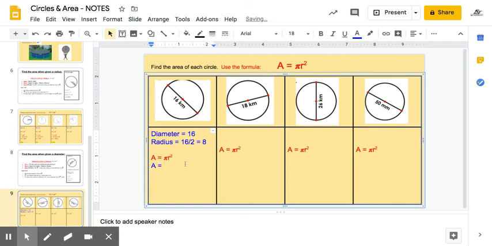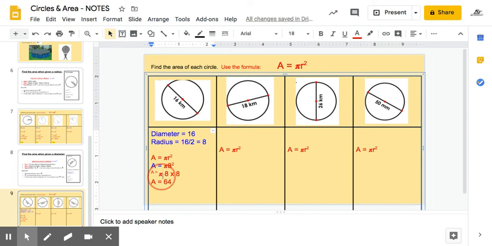So now I'm going to plug my radius into my formula. Instead of writing the variable r, I'm going to write the number 8, and I have to square that. So bring down the A again, bring down the equal sign, bring down the pi. Now I've got to square 8. 8 squared is equivalent to 8 times 8. So I'm going to multiply these two numbers together and bring down the pi. 8 times 8 is 64, and I simply need to bring down the pi. So the area of this circle is simply 64 pi.